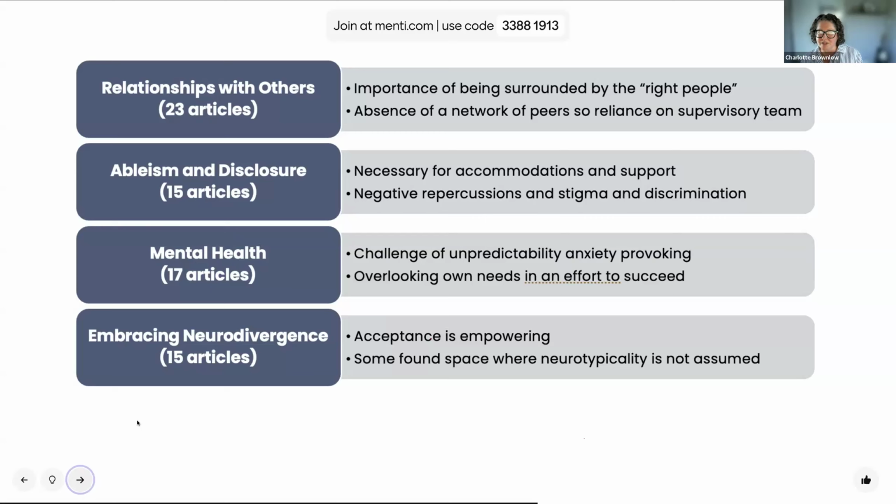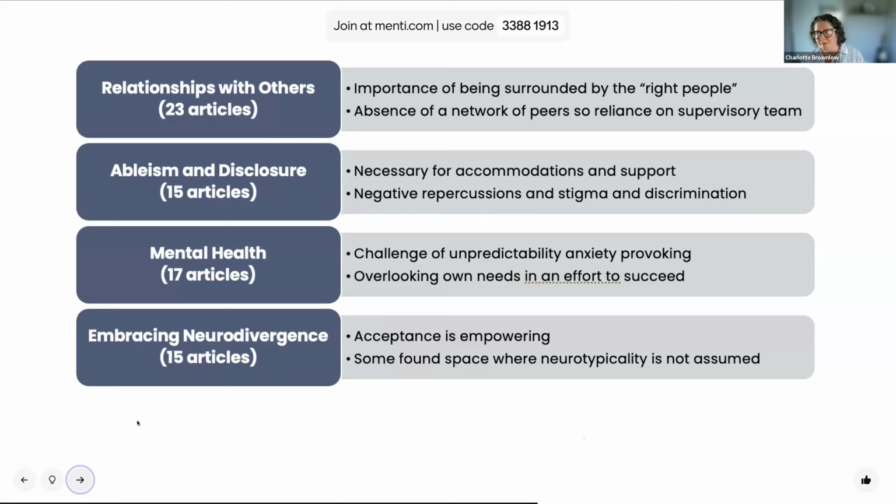Linked to the point we've just made, there was a real theme around ableism and disclosure. In order to request the required accommodations and supports, you needed to disclose, but then there are all sorts of negative repercussions around stigma, discrimination, and ableism. All of those narratives were really being reported by the people who were contributing to the papers.